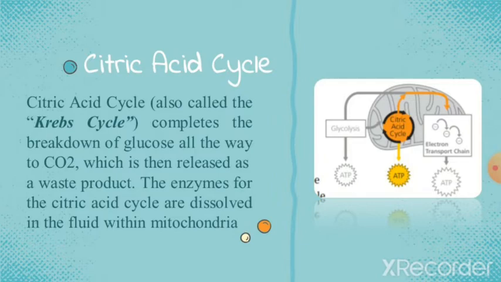The coenzyme escorts the acetic acid into the first reaction of the citric acid cycle, in which coenzyme A is then stripped and recycled. The citric acid cycle finishes extracting the energy of the sugar by dismantling the acetic acid molecules all the way down to carbon dioxide.